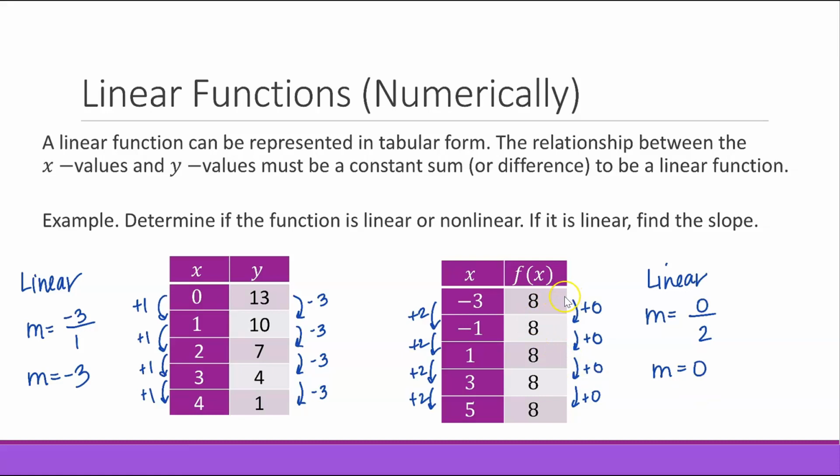So if there were a table where to get from one value to the next, maybe you're adding 2, and then to get from one value to the next you're adding 4, and then you're adding 2 again, and then you're adding 3. If the values are not constantly the same, a constant sum or constant difference all the way down, then I don't have a linear function represented by that table.